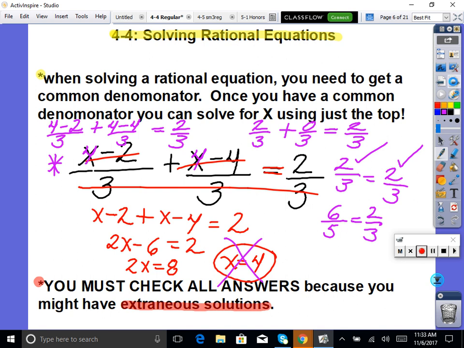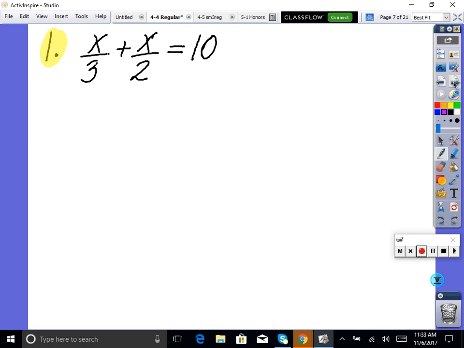Okay, let's do another one. All of mine are coming off your worksheet. Here we go. Number 1, we're solving for x. We need a least common denominator because then we can just solve the top. So 6 is my least common denominator. Let's make all of our denominators 6, everybody.